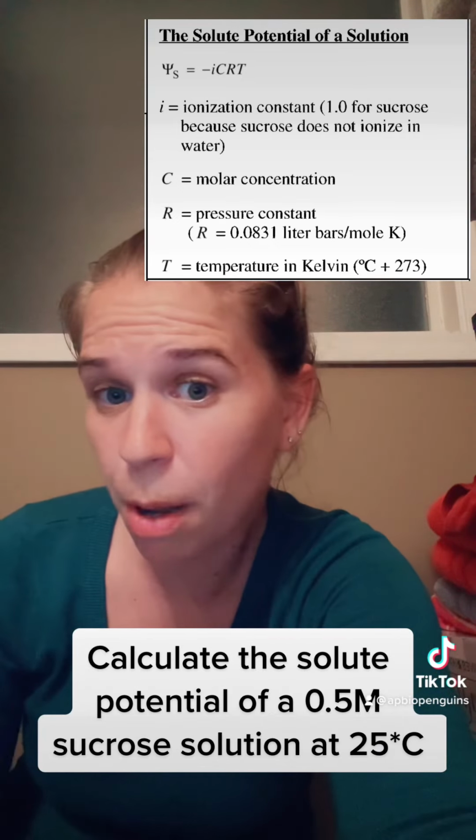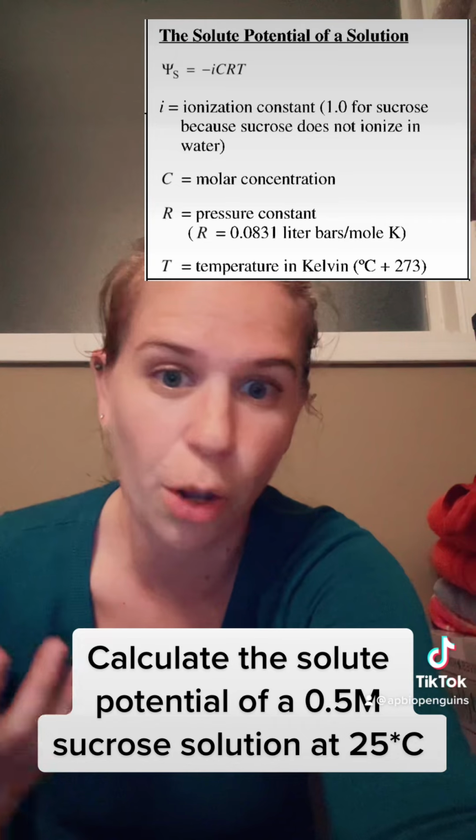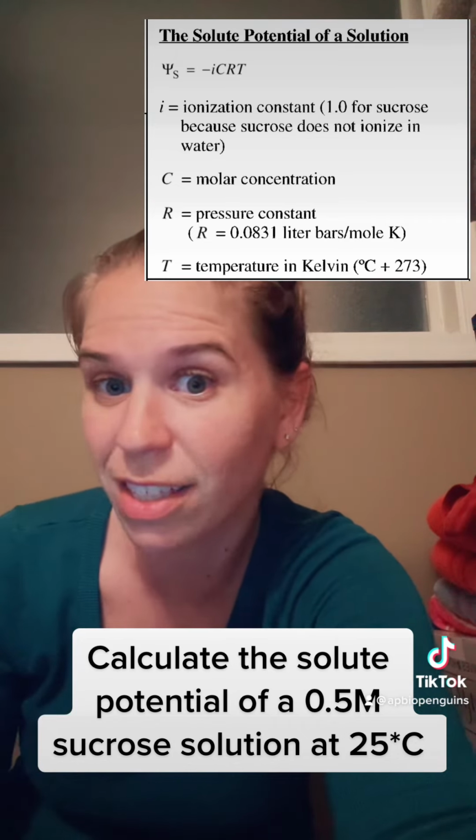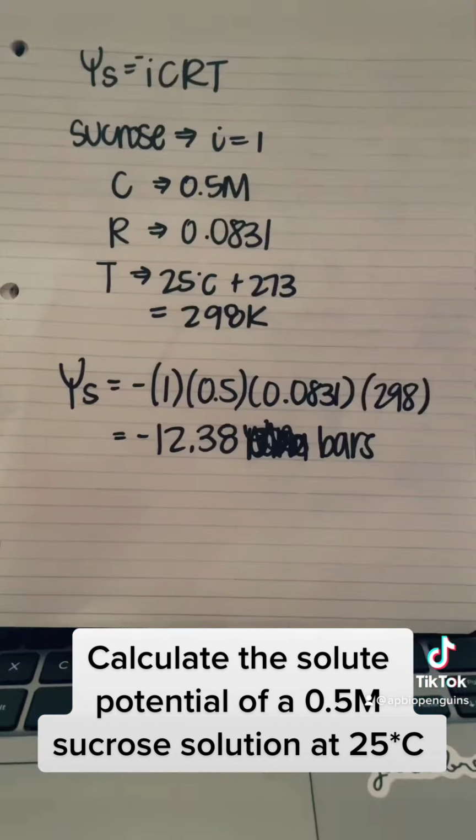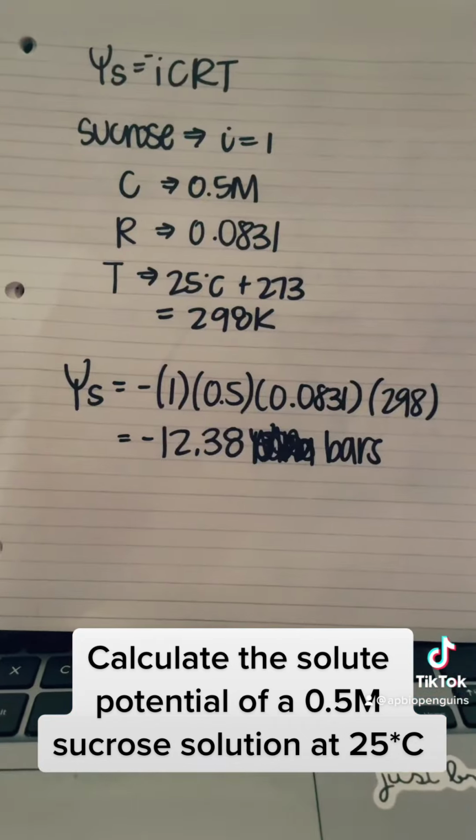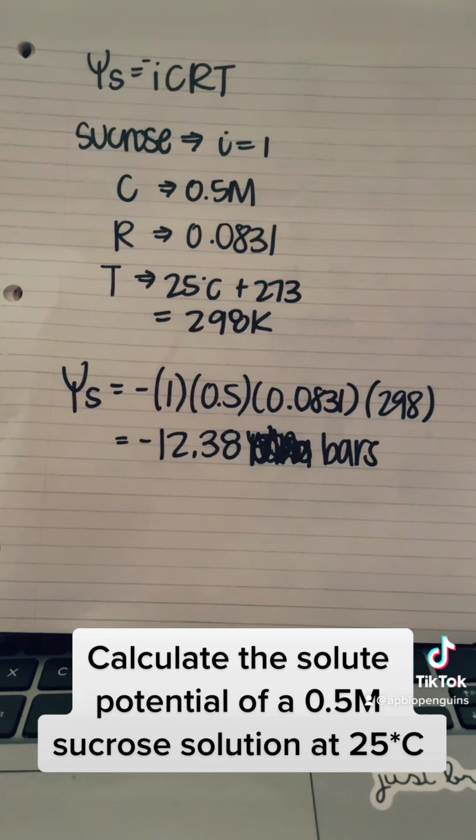So I have a practice problem for you. If we assume a concentration of 0.5 and that we're at 25 degrees Celsius, go ahead and plug it in. Let's see if you're right. If we sub it all into the equation, the ionization constant will be 1, concentration 0.5, and then we'll be able to know that our water potential is negative 12.38.